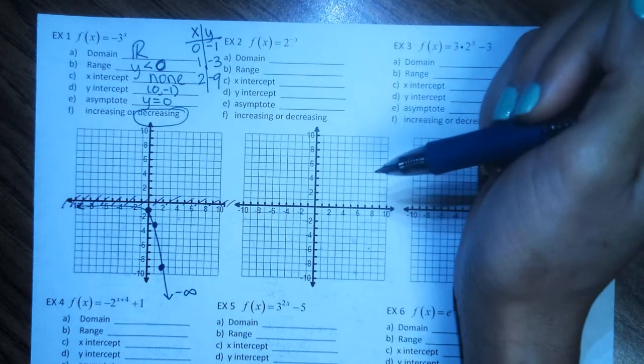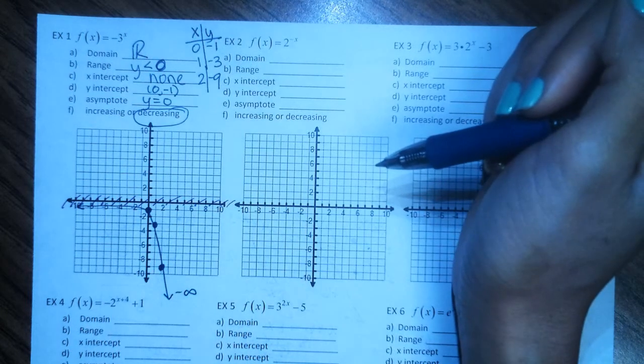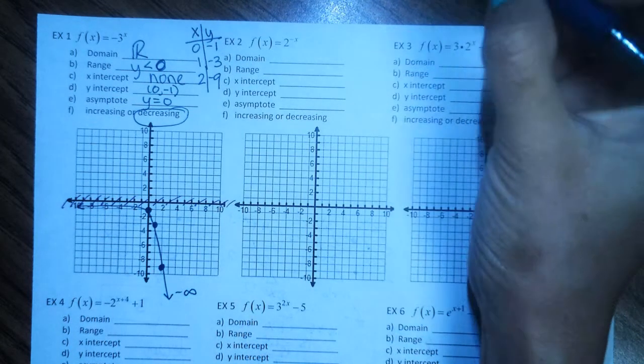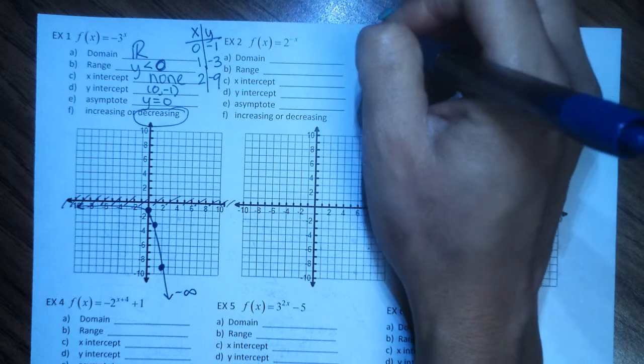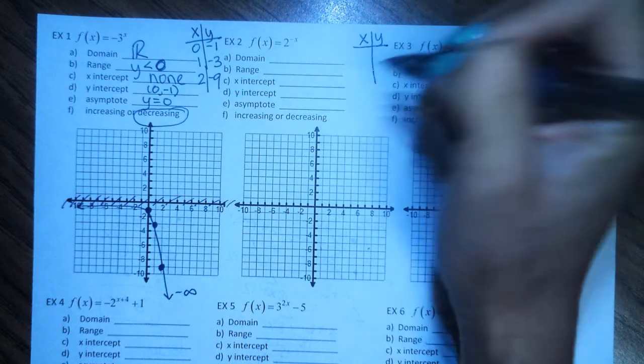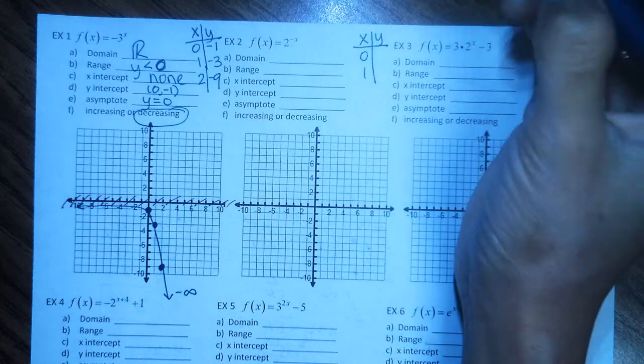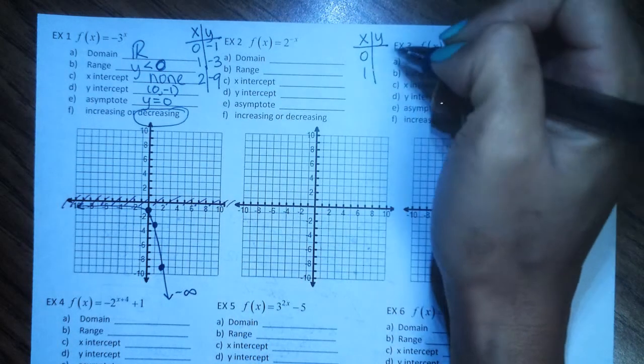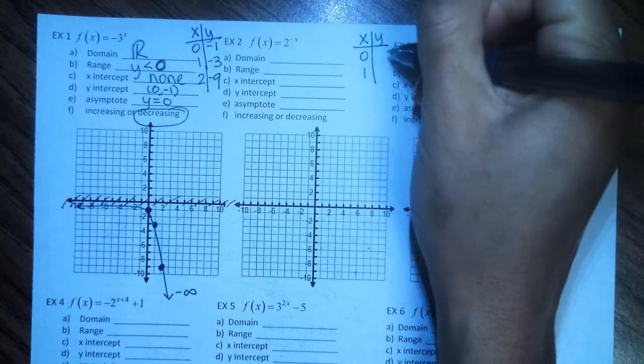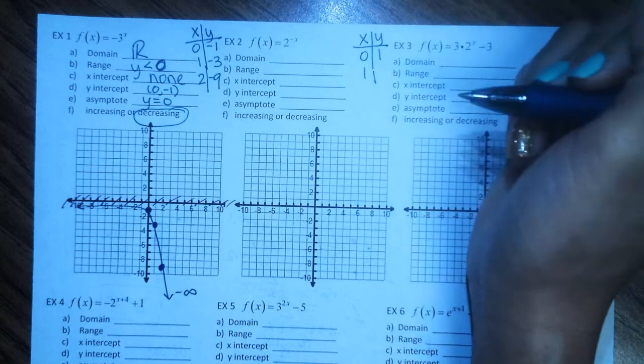Okay, number 2 is going to be the same way. Maybe I'll just make you a table and then you graph. But for number 2, again, you can just make your own table. And this time let's just pick 2 x values, so 0 and 1. 2 raised to the negative 0 is still just 1.